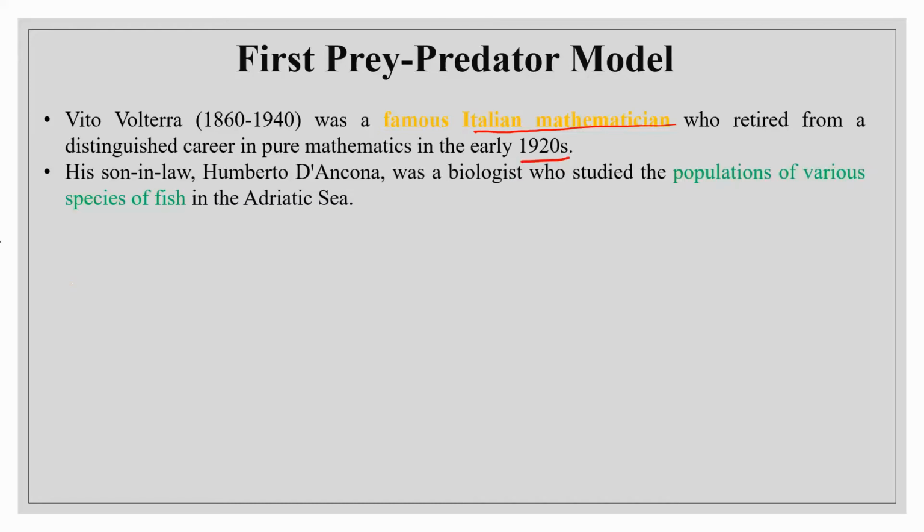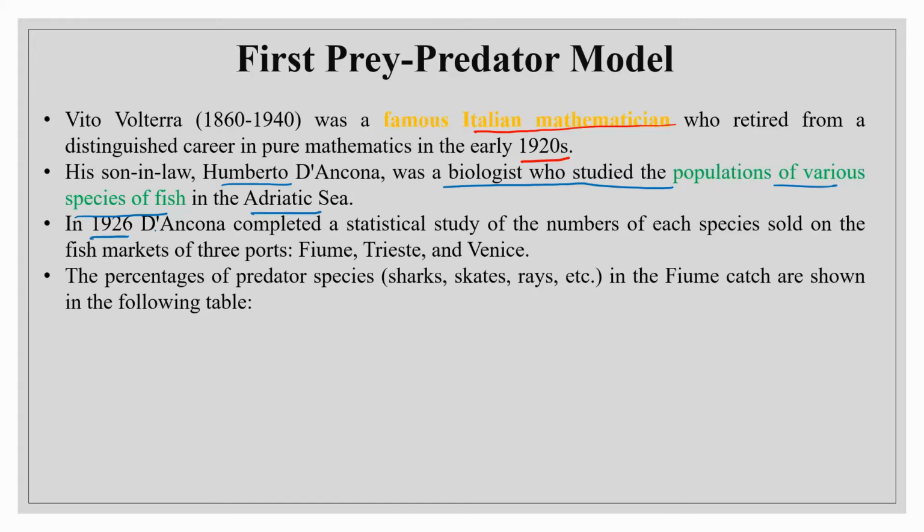His son-in-law, whose name was Humberto, was a biologist who studied the populations of various species of fish in the Adriatic Sea. In 1926, Ancona completed statistical studies on the numbers of each species sold on the fish market of the three ports Fiume, Trieste and Venice.